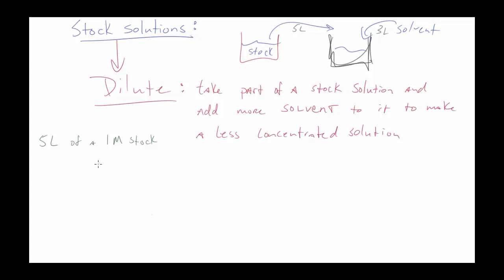Because if I do 1 molar times 5 liters, what that's going to give me is actually 5 moles. And so what I did here is I actually took 5 moles out of my stock solution. I put it in a brand new container. And then all I'm going to do is add 3 more. So now I've got, follow me here, right? This total new volume here is actually 8 liters.